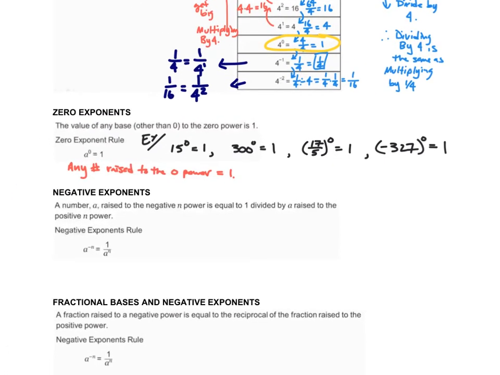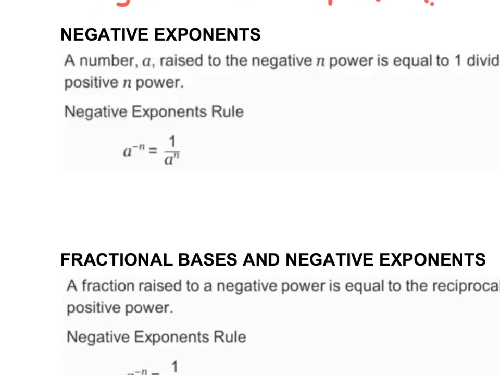In future videos, I'll talk about another way to look at this, but that's the idea. Any number raised to the 0 power is 1. Now, negative exponents. Notice something that we got here.